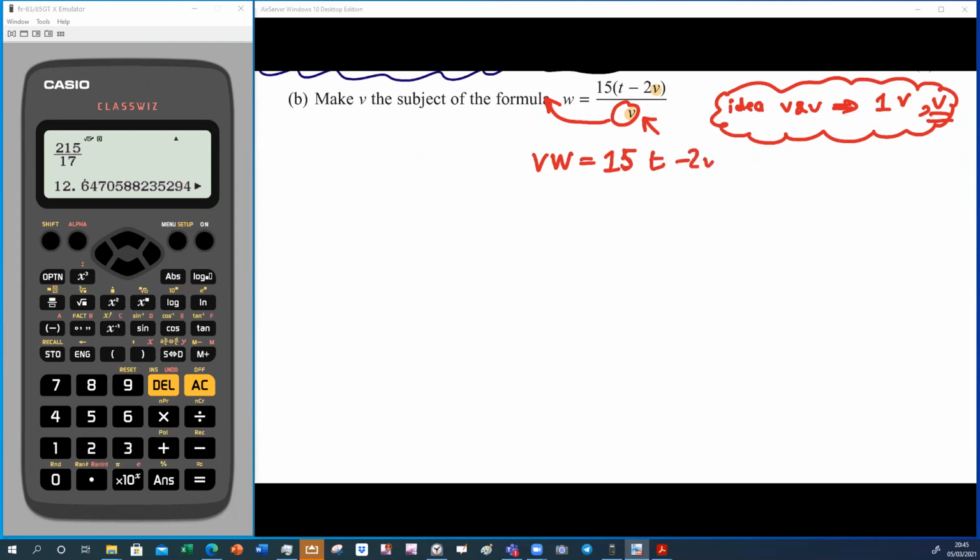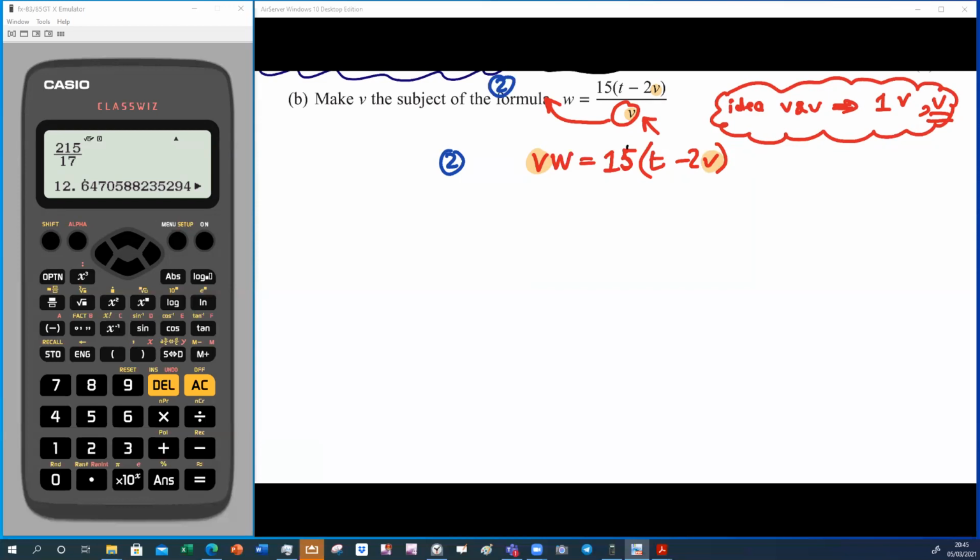Okay, VW times 15 equals T minus 2V. Now I'm going to keep on highlighting the V's, and I want you to tell me when the V's become one. So at the moment, how many V's do we still have? Two. How many do we have in the original question? Two. Okay, lovely. So what do you want me to do now?